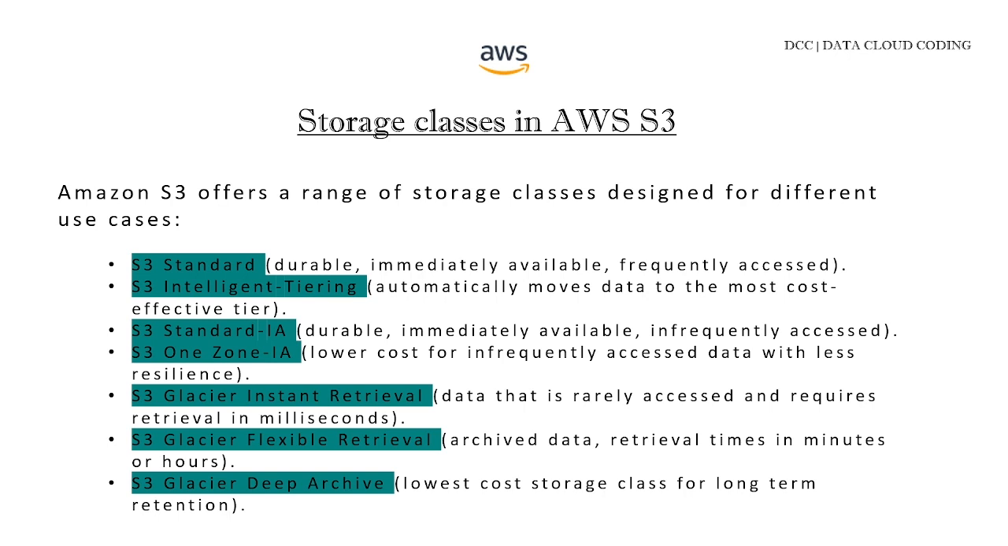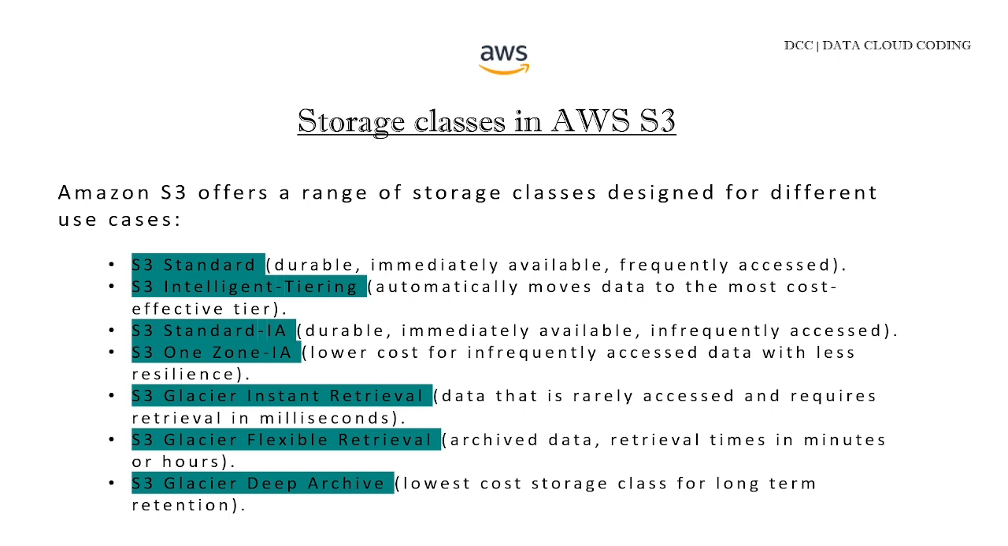We have the S3 Glacier Instant Retrieval. So Glacier is a class when we have data that is to be stored for a longer period of time, like archived data. We can say that that is the type of data that is to be stored in the Glacier storage classes. We have three types of Glacier storage class. We have the Instant Retrieval, we have the Flexible Retrieval, and we have the Deep Archive. So let's look into all of these one by one.